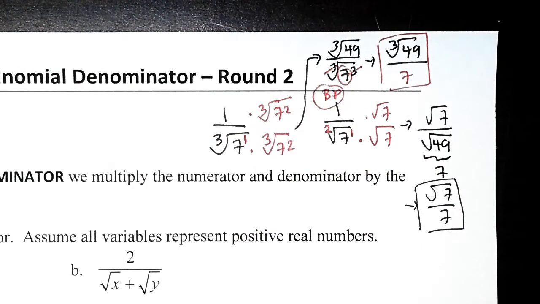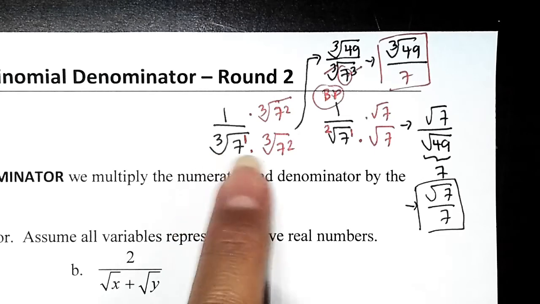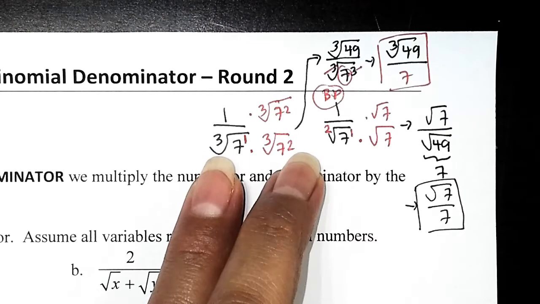Okay, this time around we're going to look at the case where the denominator is actually a binomial. If the denominator is a binomial, then it's not as straightforward as just asking ourselves, how many factors do we need?